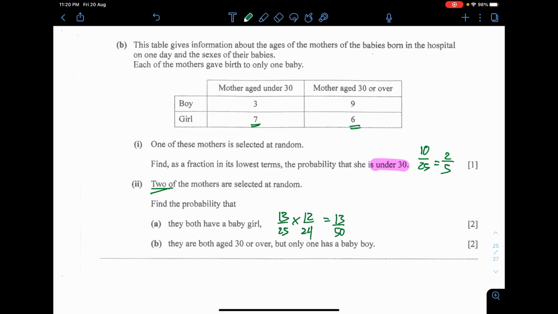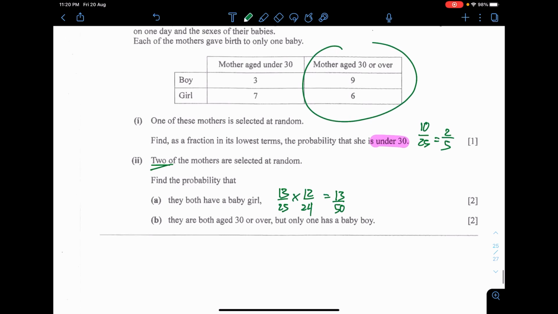They are both age 30 or over, so we are only looking here. But only one has a baby boy. So 1 boy and 1 girl. To get a boy, 9 out of 25. To get a girl, 6 out of 24. Now, don't forget to multiply by 2. I believe a lot of people will forget to multiply by 2.